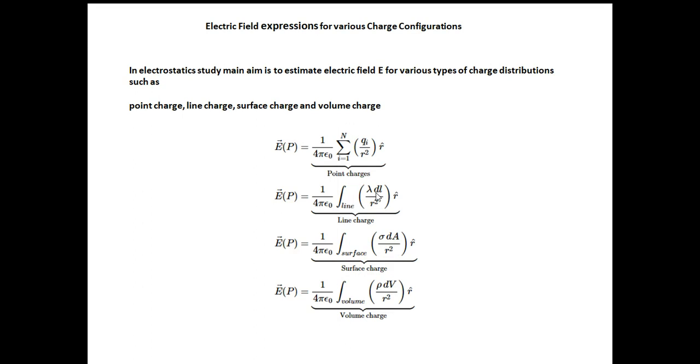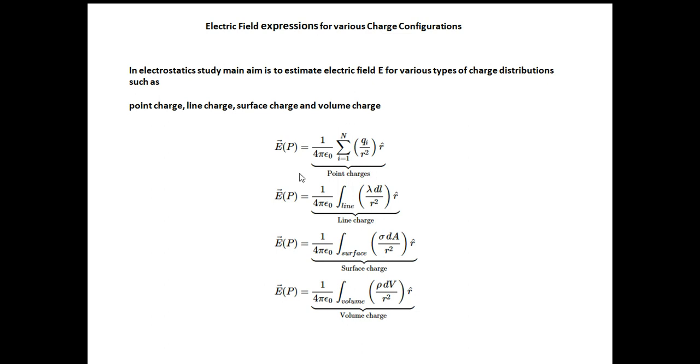So lambda dl upon r squared into r cap, where lambda is the charge density and dl is that small length element which I was referring to. Then next is a surface charge. This 1 upon 4 pi epsilon 0, I am not going to repeat again. Maybe sometimes I will say this as an electric constant and just keep it aside. Then it will be sigma dA upon r squared r cap. Then comes the volume charge. It is again integration over volume, rho dV upon r squared r cap.